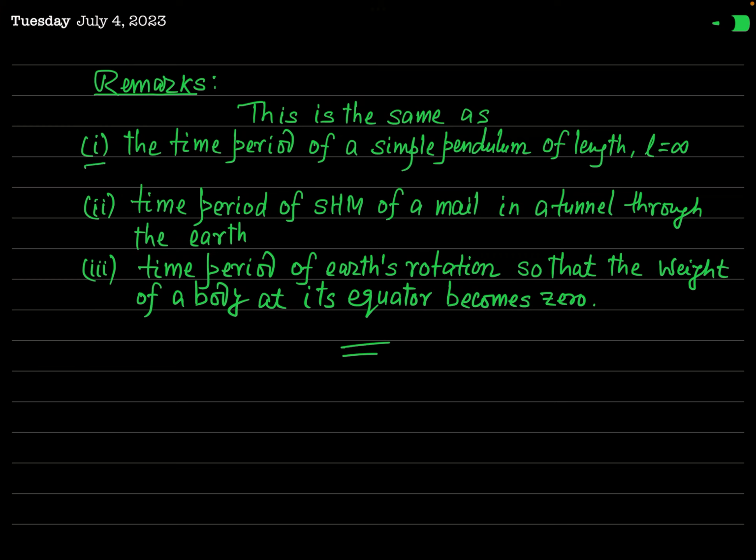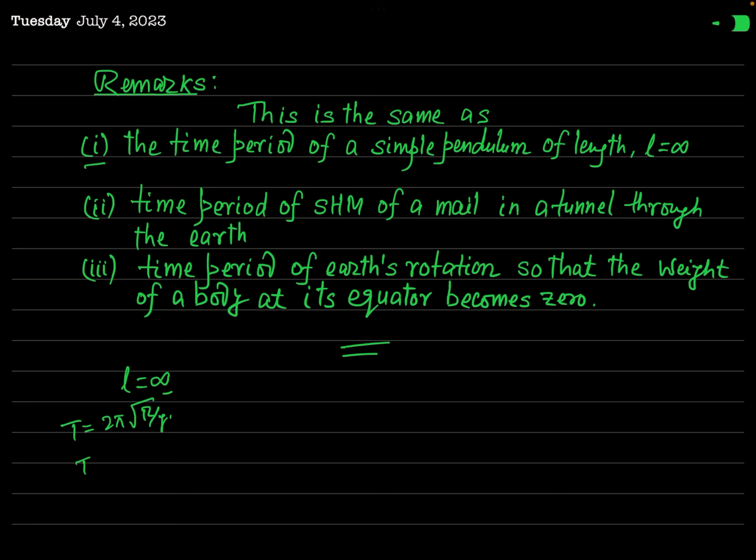In the first example, I have mentioned that if you consider a simple pendulum whose length is equal to infinity, then its time period is 2 pi root over R by g. I have actually provided a video on this. You can see a video that when L is infinity, then the time period of a simple pendulum is not infinity, but it is 2 pi root over R by g, which will be 84.6 minutes.